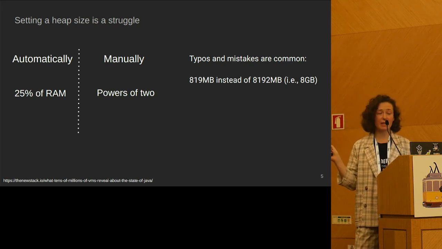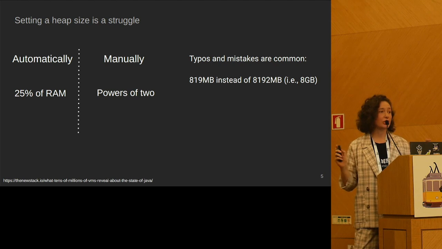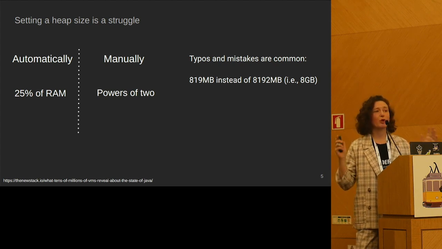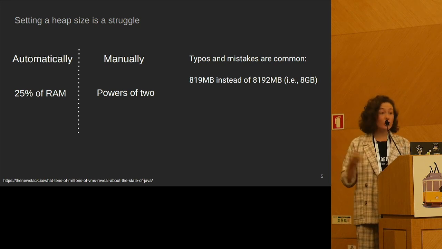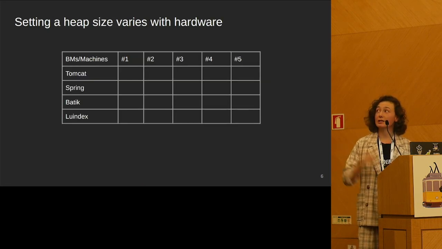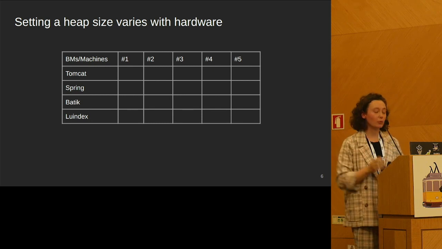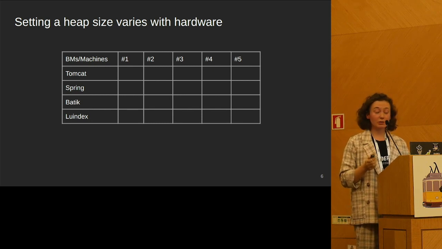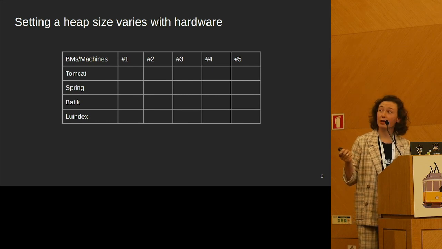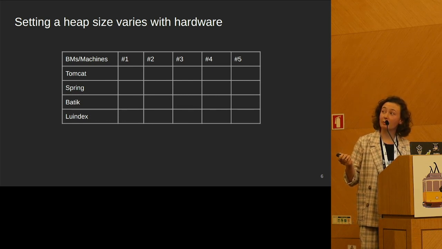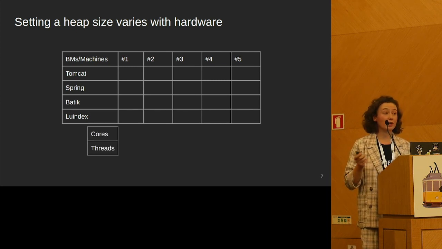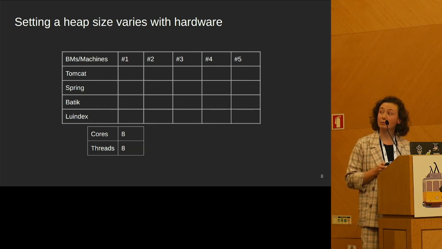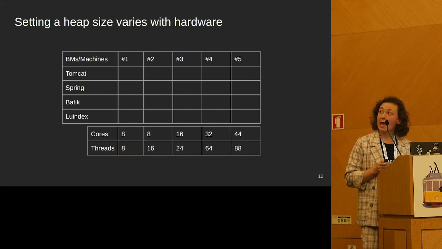Okay, but maybe, if you spend an eternity and actually find your perfect heap size, you can keep it forever. Well, unfortunately, not really, because the heap size also varies with your hardware. So we did this tiny experiment where we ran 4 benchmarks, Tomcat, Spring, Batik, and Luindex on 5 different machines, and here I sorted them by size in terms of their cores and how many threads they use, from the smallest one to the biggest one. And let's look at the numbers.